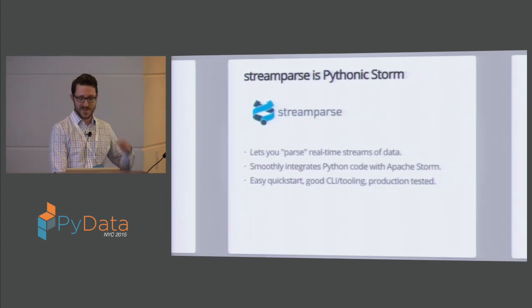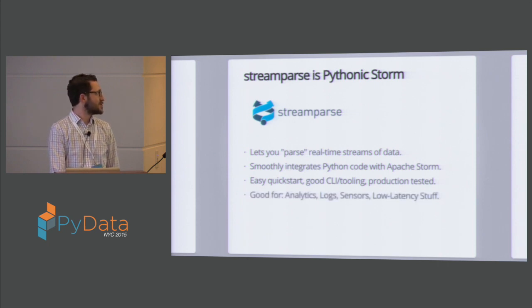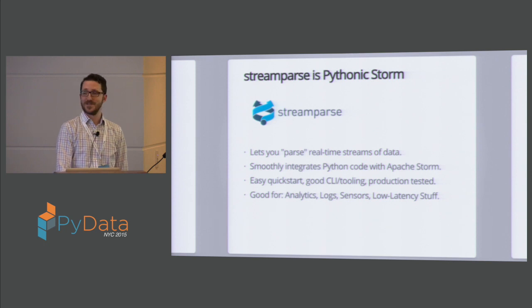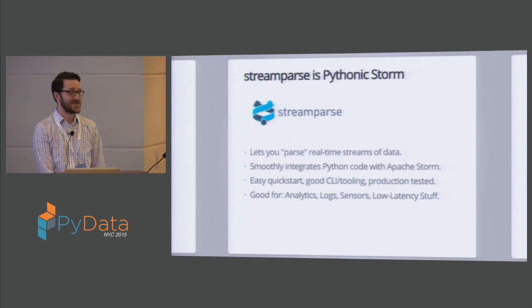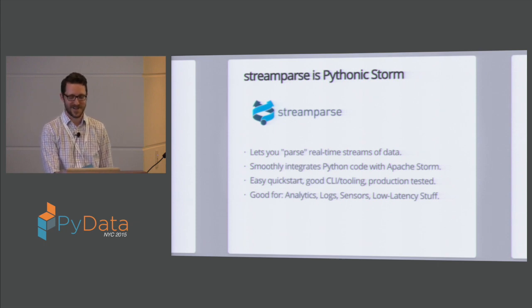So Streamparse is basically what allows you to do Pythonic Storm. It lets you parse real-time streams of data, which is the idea behind the name. It smoothly integrates Python code with Storm, and it's got some nice tools for getting started, and it's heavily production tested. And I was wondering why my animations weren't working, but it decided to work on that one bullet. So that's awesome. It's good for lots of low latency stuff like analytics and logs and sensor data.